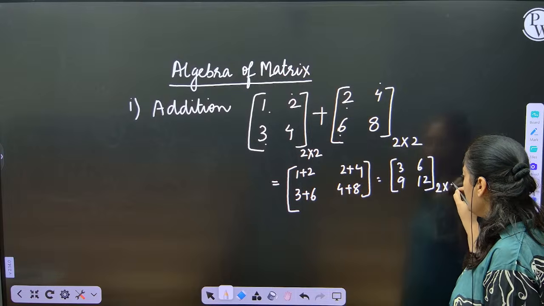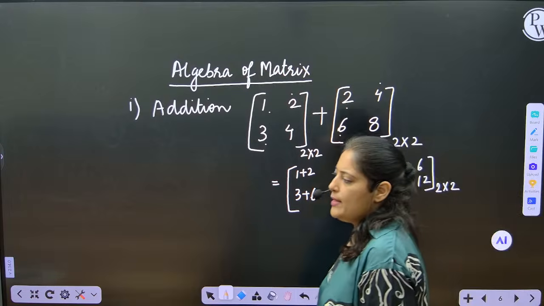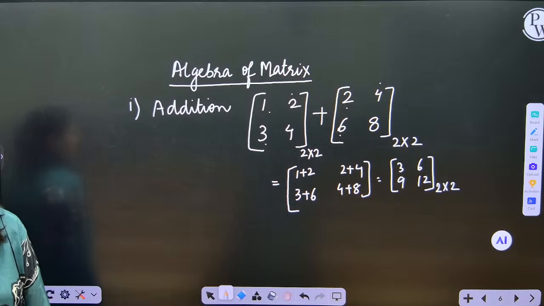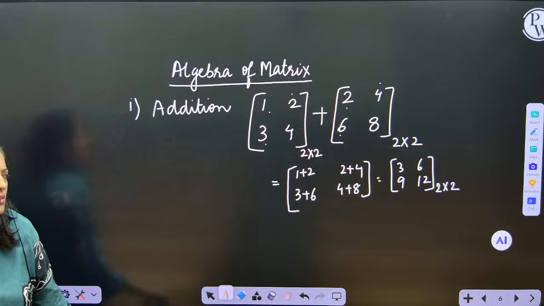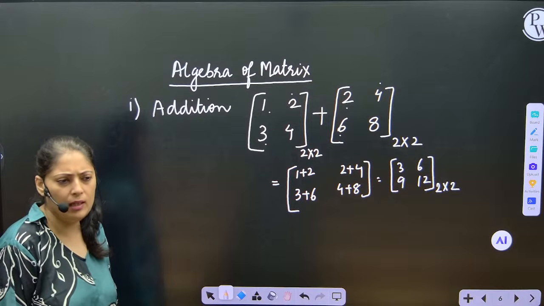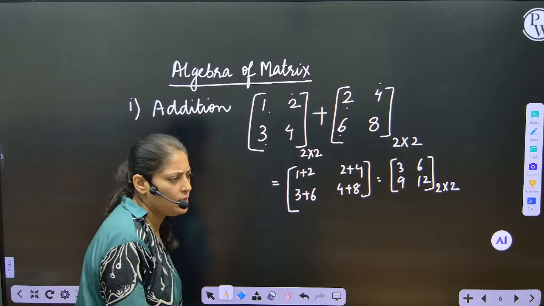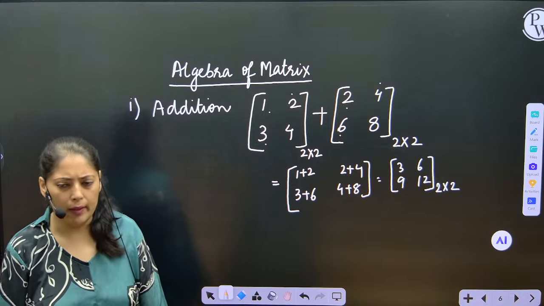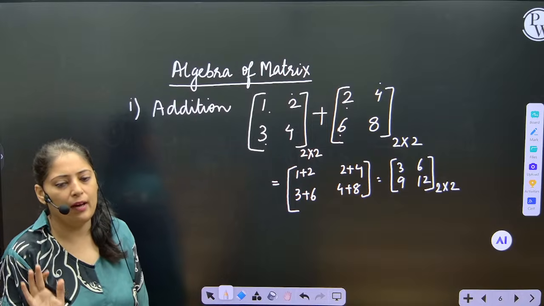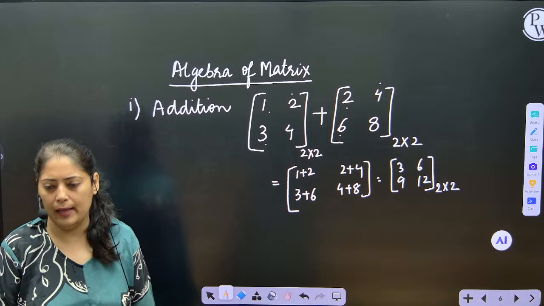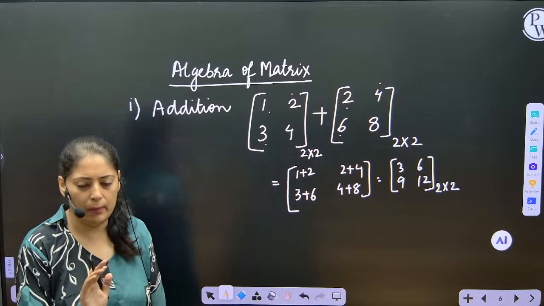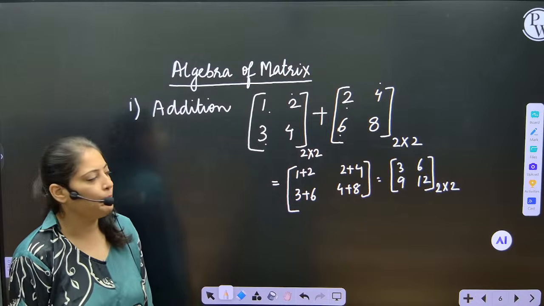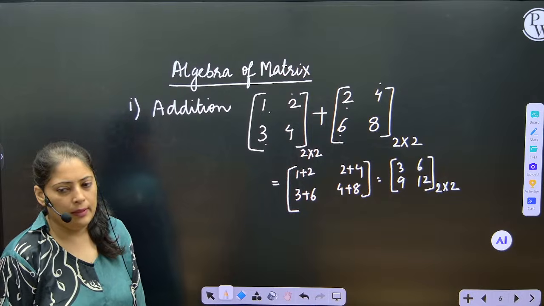So again, you will see the order comes out to be the same. Of course, the order will come out the same. We have not done any alteration with the order. Only we have added the elements, not only elements, we have added the corresponding elements.